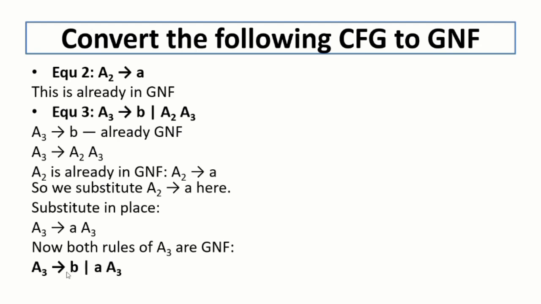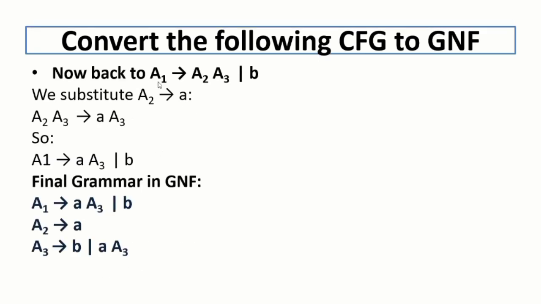Greibach normal form means the right-hand side should be a terminal symbol or a terminal symbol followed by any number of non-terminal symbols. Now back to the A1 production. A1 tends to A2 A3 or b. We already know that production A2 contains the terminal symbol a. Then instead of A2, substitute a, and you will get a terminal symbol followed by the non-terminal symbol A3. Finally, write A1 tends to a A3 or the terminal symbol b.